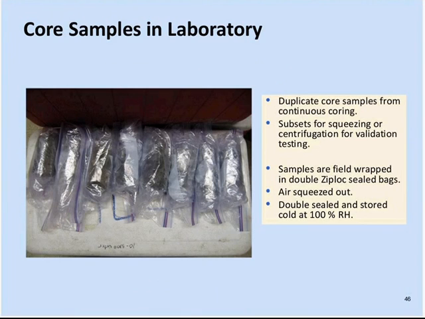You can see a bunch of cores here that have been collected in the field. They're double wrapped in double Ziploc bags. The air is squeezed out of them, and they're stored in these double Ziploc bags at 100% relative humidity. And in early testing, we always took subsamples, both for squeezing and for centrifugation, because we wanted to see how well this method would produce accurate results.